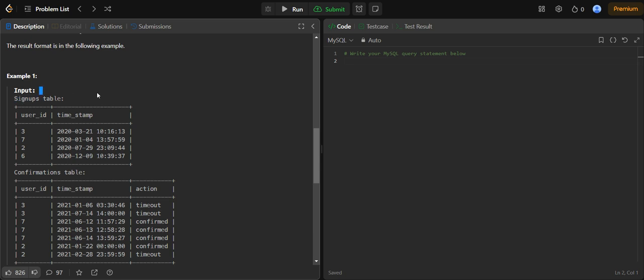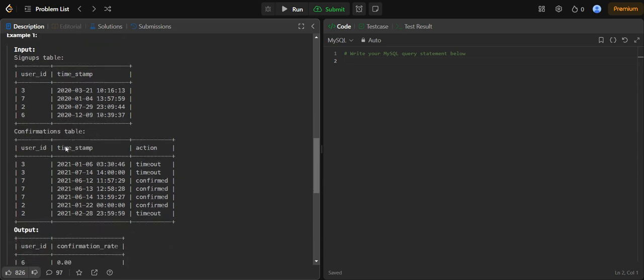This is the signups table. It has 4 users, and it has logged the sign up on those times. Now this is the confirmations table. In the user ID column it has actually three users. One user is missing here. User ID 6 is missing here.